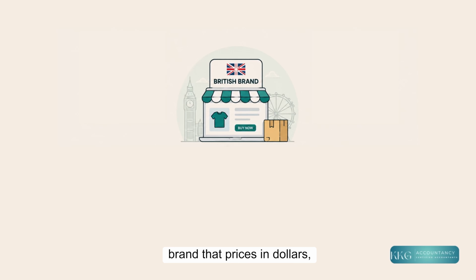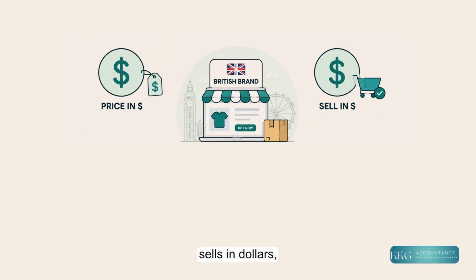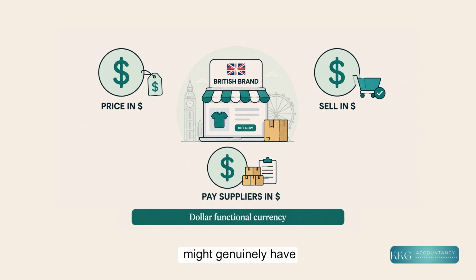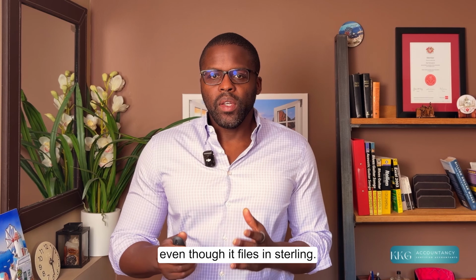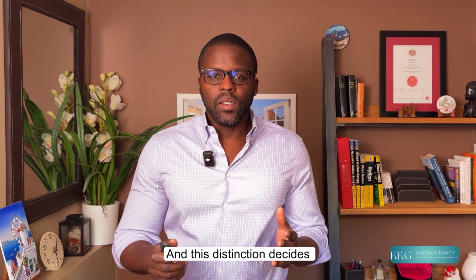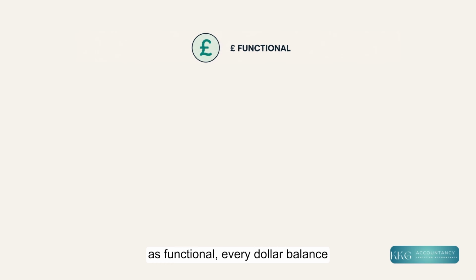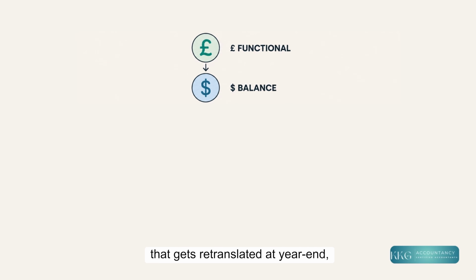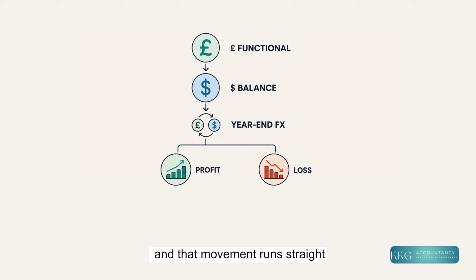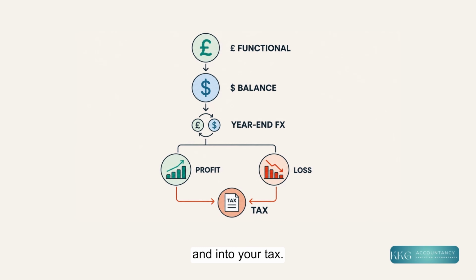A British registered brand that prices in dollars, sells in dollars, and pays its factories in dollars might generally have a dollar functional currency, even though it files in sterling. And this distinction decides whether your FX noise lands in your profit and loss or not. If you treat pounds as functional, every dollar balance is a foreign item that gets retranslated at year end, and that movement runs straight through your profit and loss and into your tax.